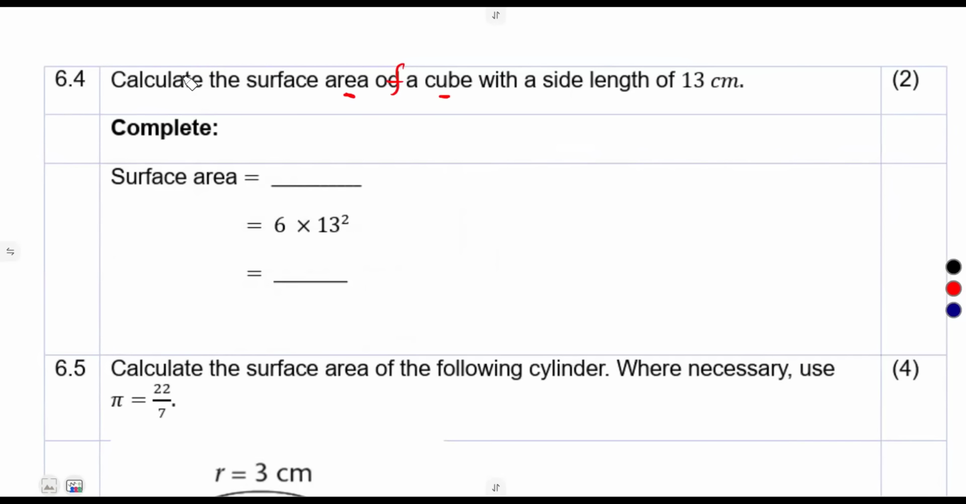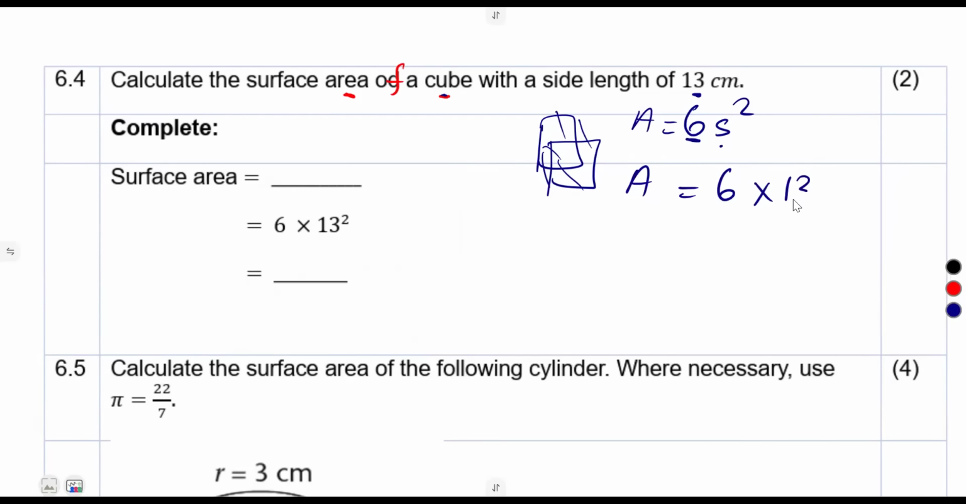6.4, calculate the surface area of a cube with a side 13. Remember, a cube, all faces are the same. There are six faces that we have. So to calculate the surface area, it's simply 6s squared. So it's area of one face times six faces that are there. So that's 6 times 13 squared. All right, surface area complete.